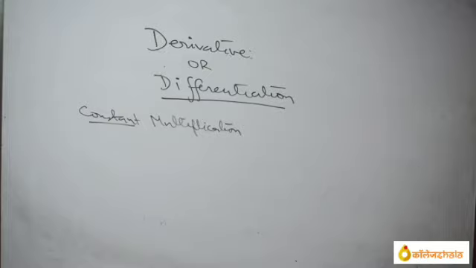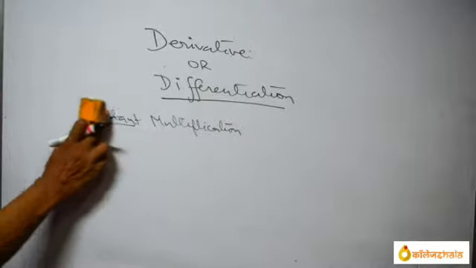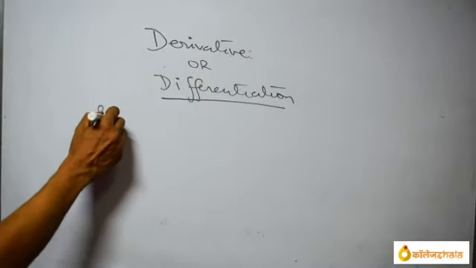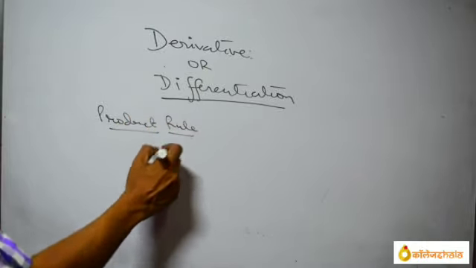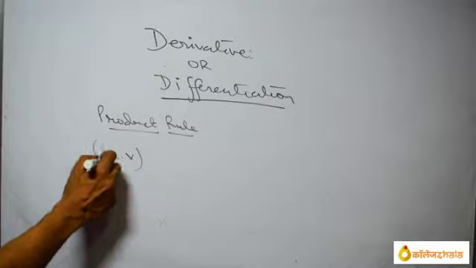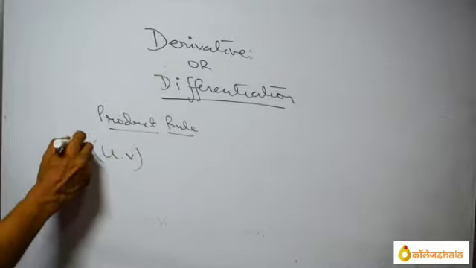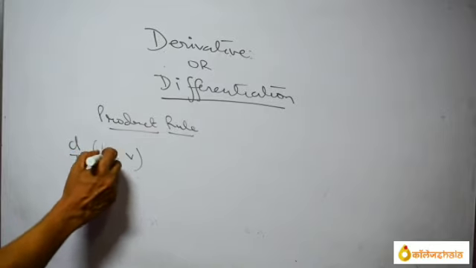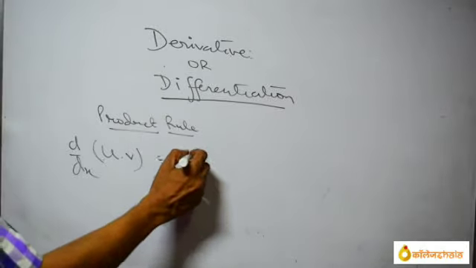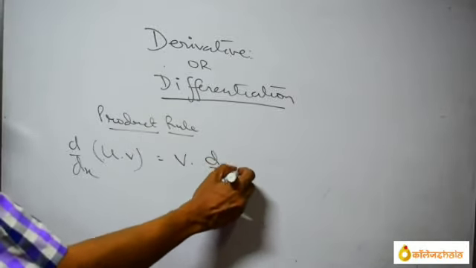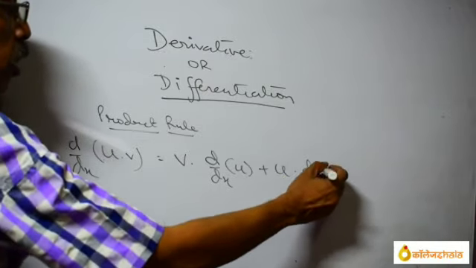Next we can see the product rule. Product rule means we can say multiplication, but both are variables. Product rule is for when there are two functions, one is u, another is v. U into v, these are two different functions, and we need to differentiate. Derivative of u into v. This formula is very important: v into derivative of u plus u into derivative of v. This is called the product rule.